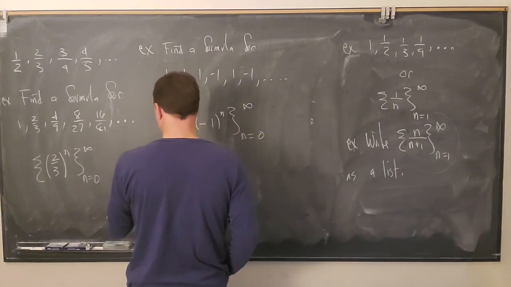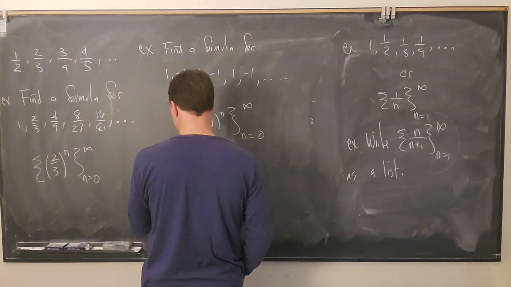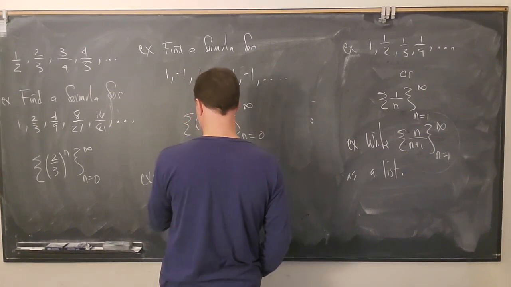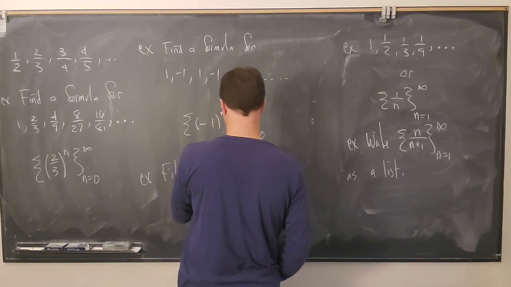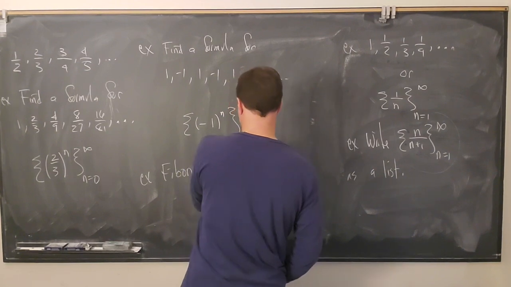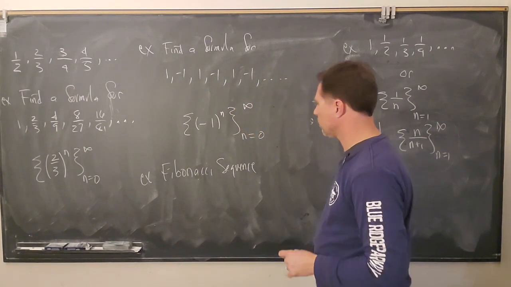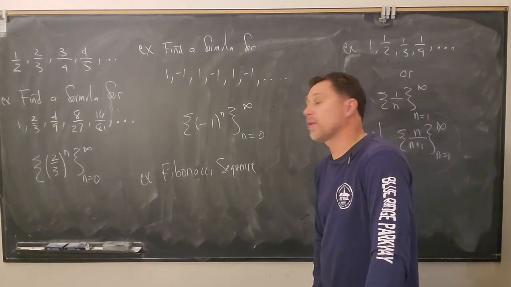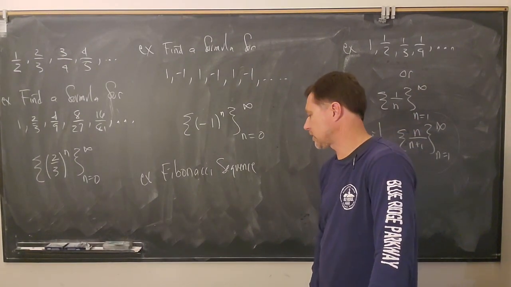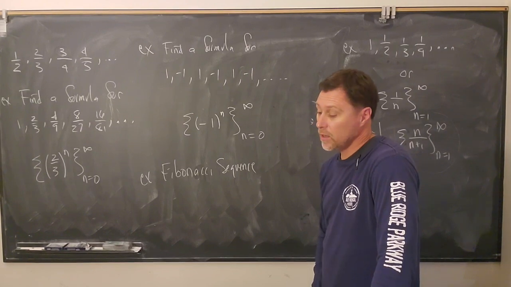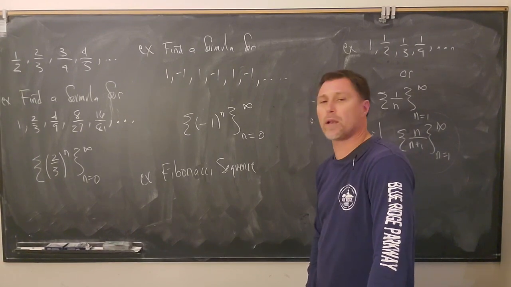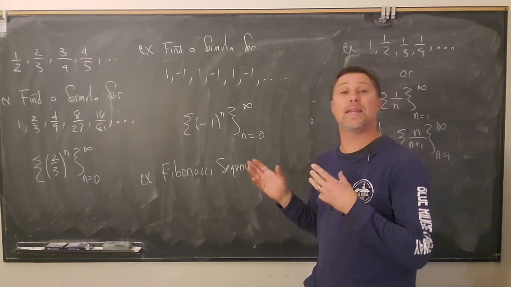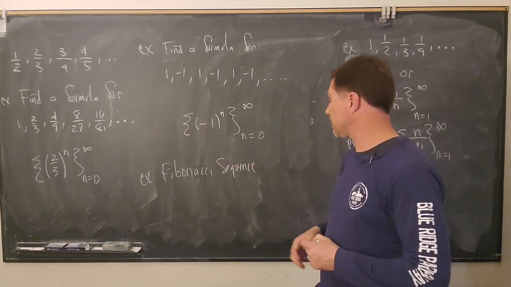Here's an example of a famous sequence. In fact, it's got a name, so this is called the Fibonacci sequence. And this sequence is famous for a number of reasons. It gets studied quite a bit and has various nice properties. In particular, it helps model certain natural phenomena. Certain phenomena in nature can be described using this sequence right here.